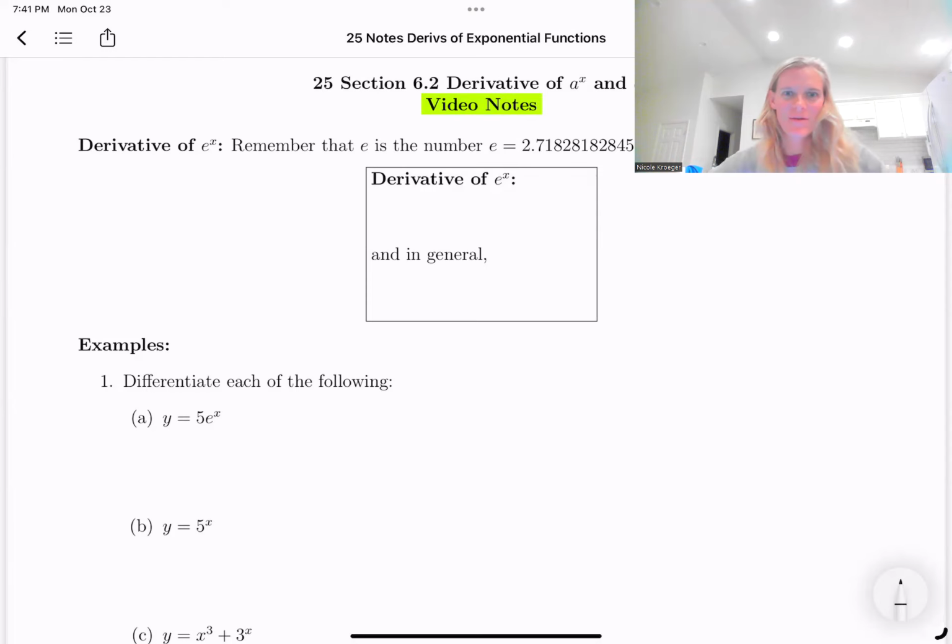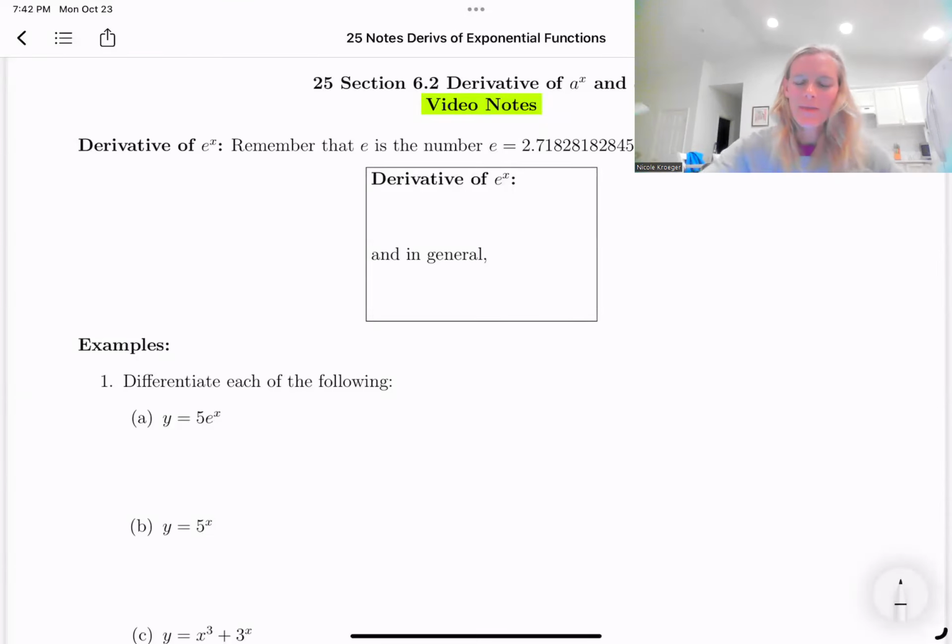So to get started, we'll think about the number e. So remember, e is just a number like pi. e is the number 2.71828. It keeps going on forever. It's irrational, so it cannot be written as a fraction, just like pi.